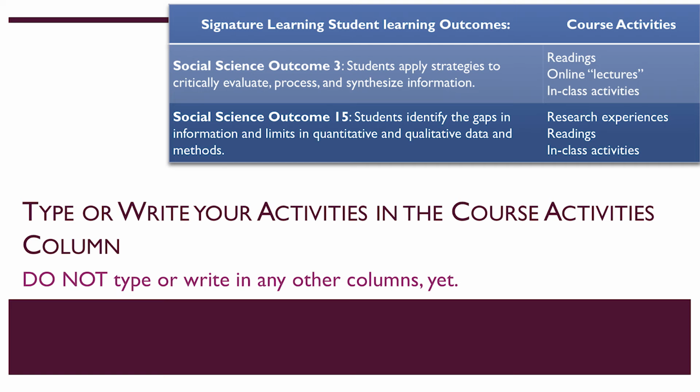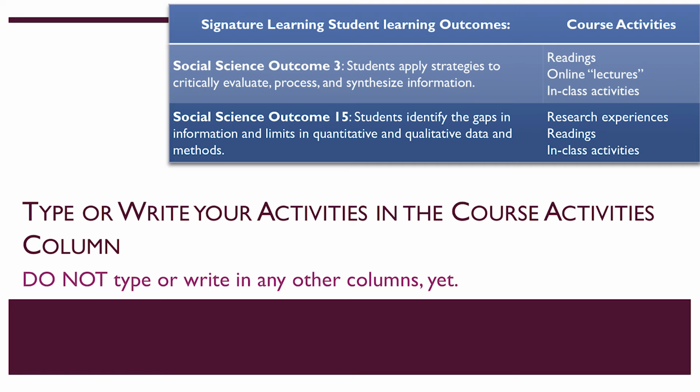All right, so as the example I have up here for the 121, for the first learning outcome where they apply these strategies to evaluate, process, and synthesize information, they're going to get that from the readings, they're going to get that from the online lectures, and they're going to get that from in-class activities. Again, this is a hybrid class, so they do in-class activities. For identifying the gaps in information, they do research experiences, and that helps them through that. They do readings and in-class activities.